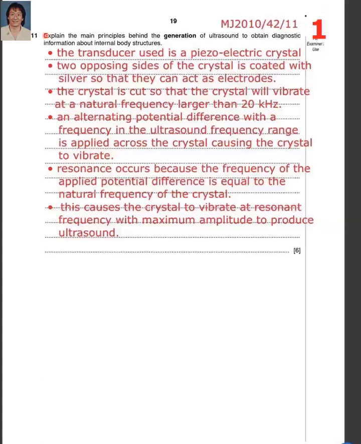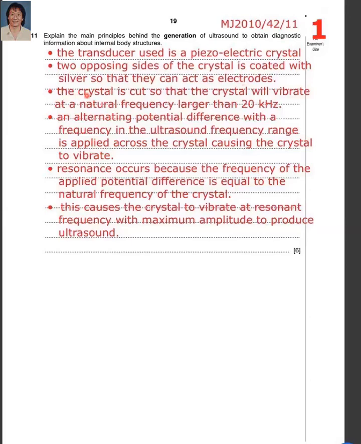In this question from May-June 2010, variant 4.2, question 11, we need to explain the main principles behind the generation of ultrasound to obtain diagnostic information about internal body structures. The transducer used is the piezoelectric crystals. Then the two opposing sides of the crystals are coated with silver so that they can act as electrodes. Well, silver is a conductor of electricity.